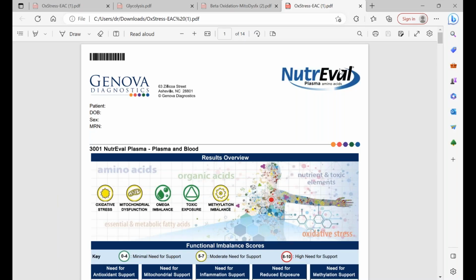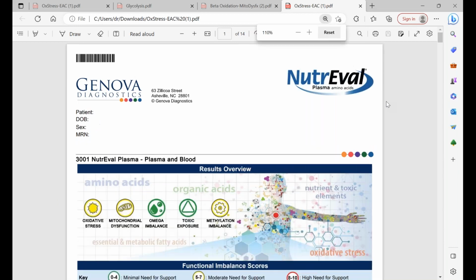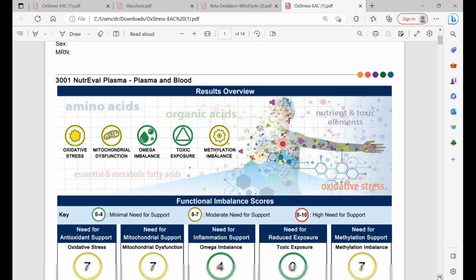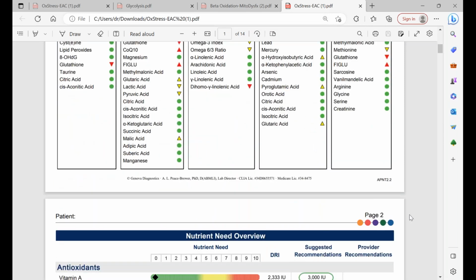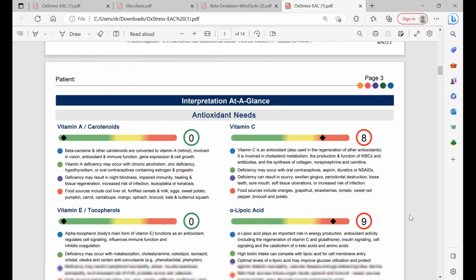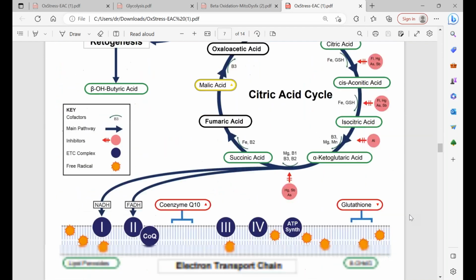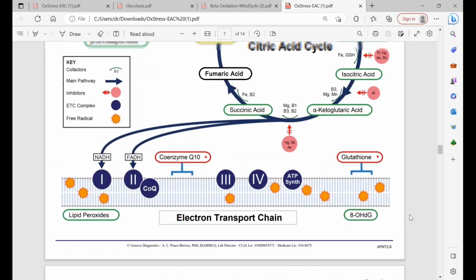And let me show you here some labs. Okay, so this is a Genova NutraVal. We're going to work with your folks in Costa Rica to make sure you guys can get this test easily and affordably. It tests many things, but I'm just going to scoot down to the portion of the test that has the fatty acids, because that's what we're talking about. Oh, but I'll show you this one other thing here.